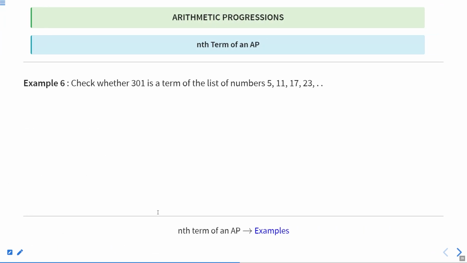In this example, we have to check whether 301 is a term of the list of numbers 5, 11, 17, 23, dot dot dot. Here we are given 301, and we need to check whether this is a term of this list of numbers or not. So let us check it.